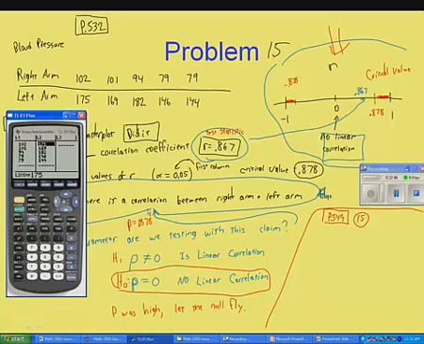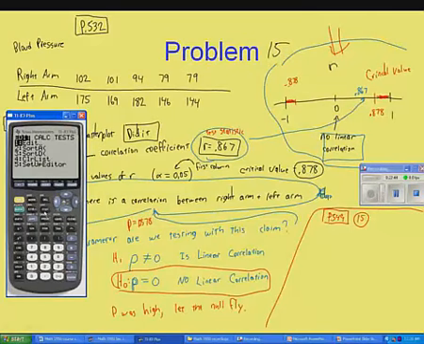So I hit Stat, go over to Tests, and go up to this linear regression t-test. This is the test I'm using for both sections of Chapter 10. I hit Enter. Everything looks fine. X is in list 1, Y is in list 2. I'm ready to calculate, so I go down here and calculate.